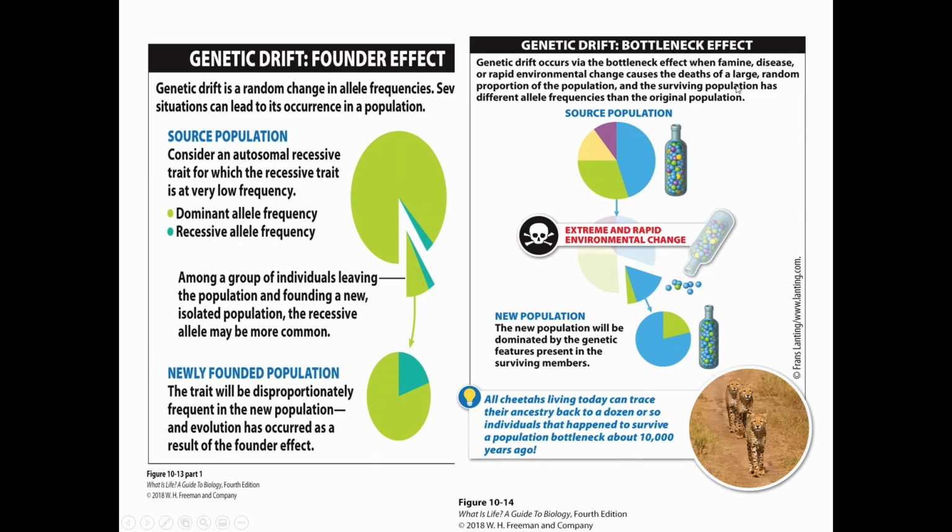Another example is the bottleneck effect. And so the bottleneck effect is due to some sort of catastrophe, famine, disease, fire, flood, some sort of rapid environmental change, something really big that happens that causes most of a population to die. And those deaths are random. There's no traits that really could protect those individuals.